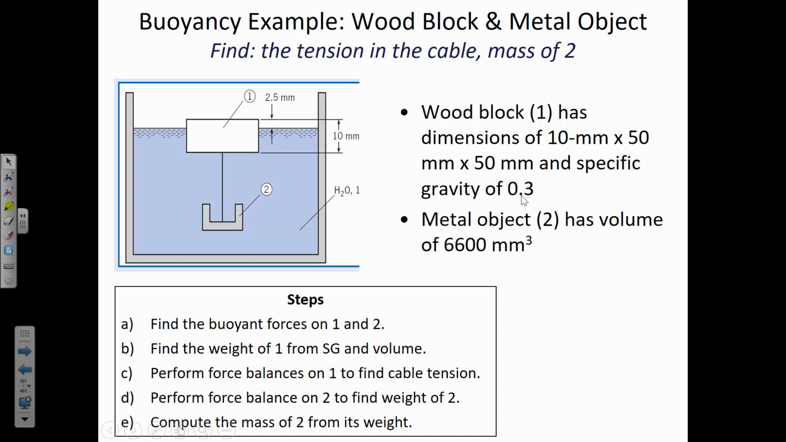All right. So find the buoyant forces, then find the weight of 1 based on the specific gravity and the volume. Okay, so we're told the specific gravity is 0.3 and we know the volume of it. Force balance, compute the mass of 2 from its weight. All right. I'm going to pause for a moment and let you kick the can down the road on this problem. Then we will look at the solution in just a minute.